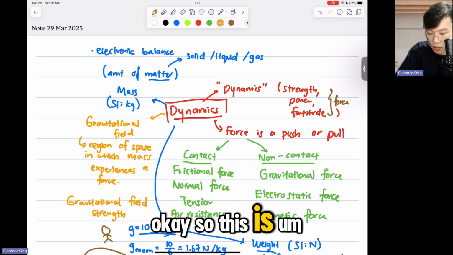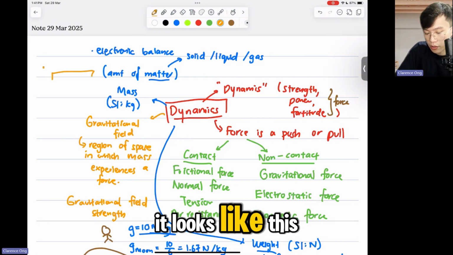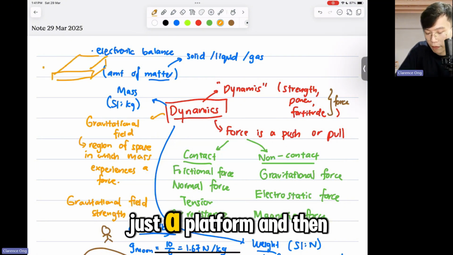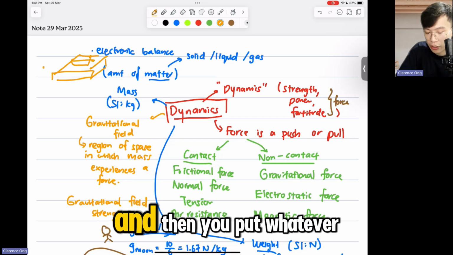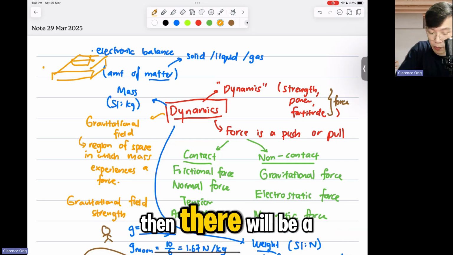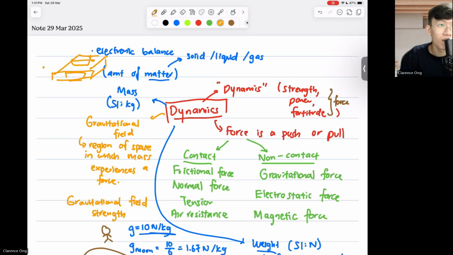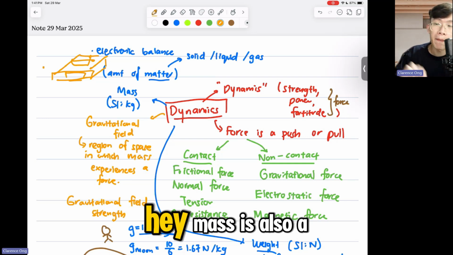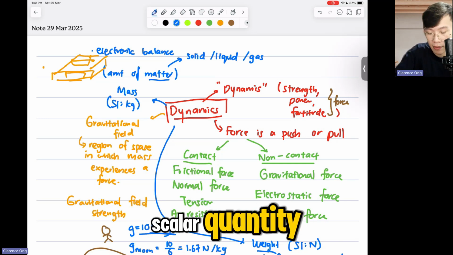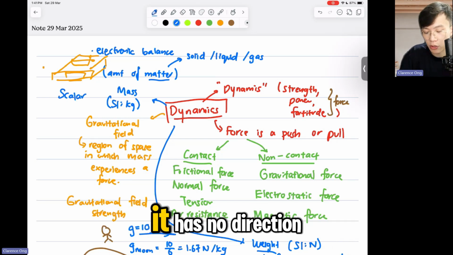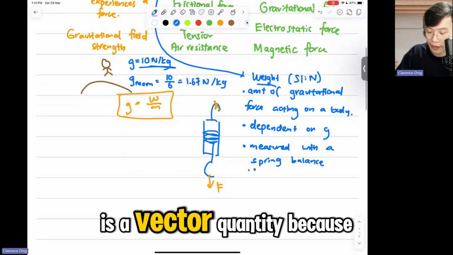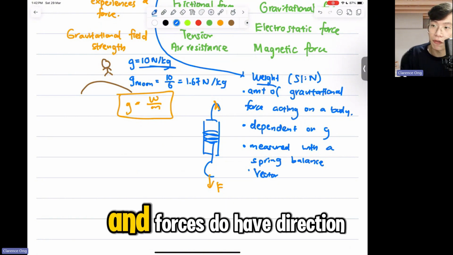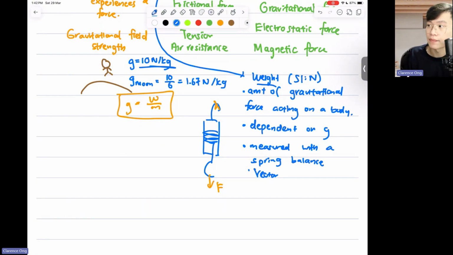Okay, so it looks like this. Just a platform, and then you put a dish, and then you put whatever you want to measure on it. Then there will be a reading right in the middle. Mass is also a scalar quantity because it has no direction, whereas weight is a vector quantity because it's a force, and forces do have direction.